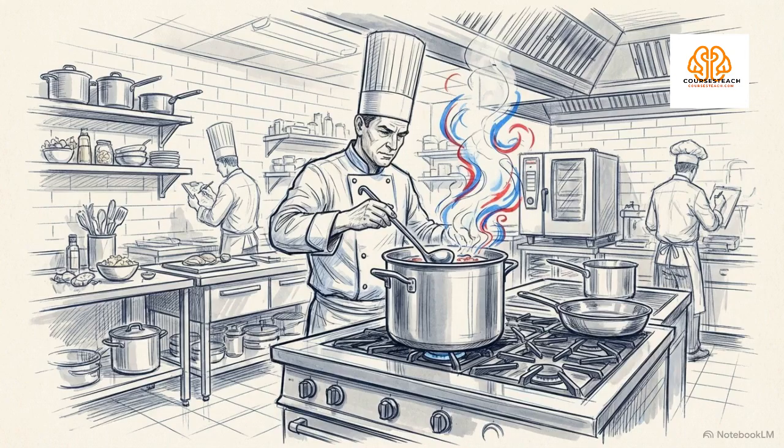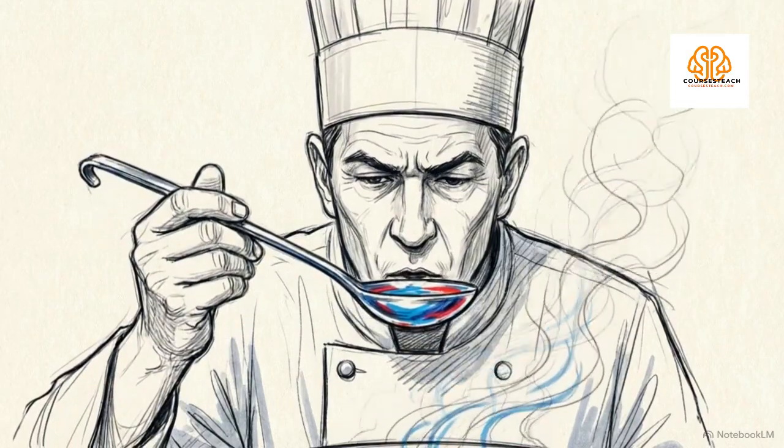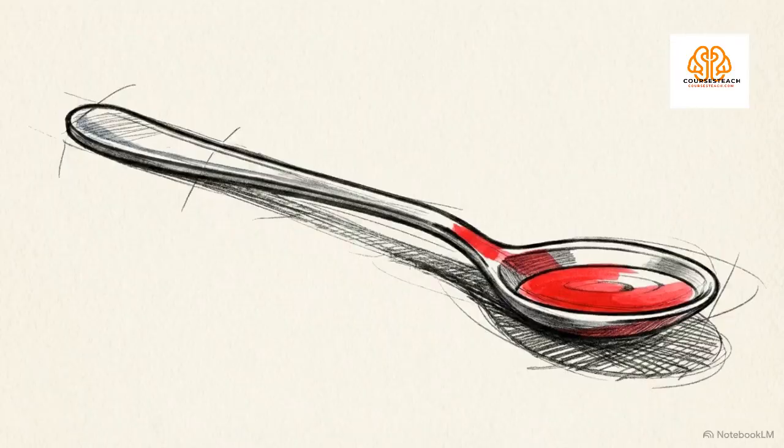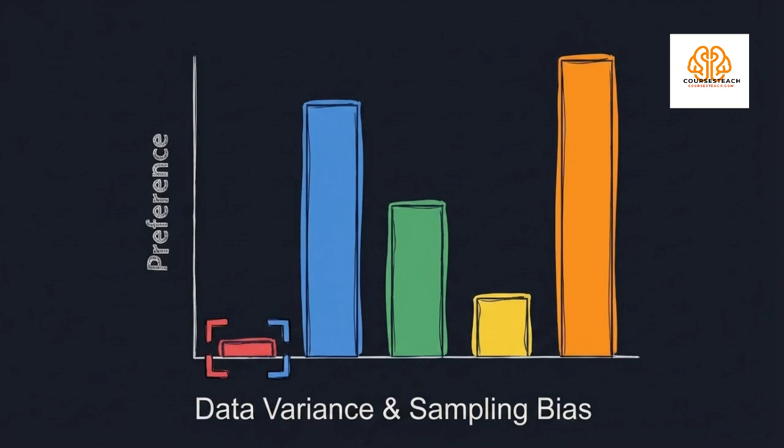Imagine a master chef trying to finalize a new soup recipe. They need to figure out how much salt and spice to add, so they take a quick spoonful, taste it, and decide what to change. But there is a huge risk in relying on just that one spoonful, or handing it to just one taste tester.